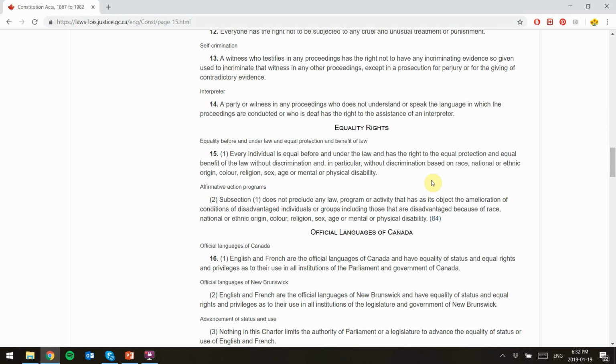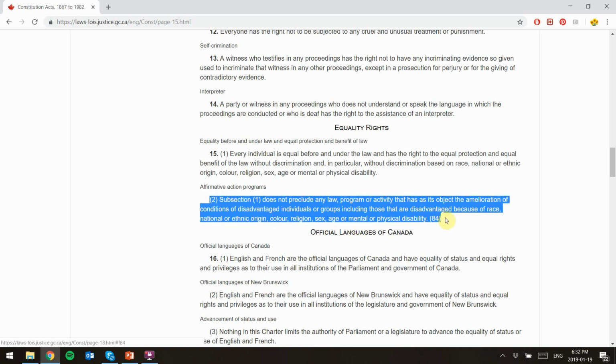Equality rights, the fact that you shouldn't have any discrimination on the basis of race, national or ethnic origin, color, religion, sex, age, mental or physical disability. And you'll notice that there's a subsection that says that you can discriminate, but only if you're addressing an underrepresentation or discrimination against a specific group. So it includes that clause in there too.